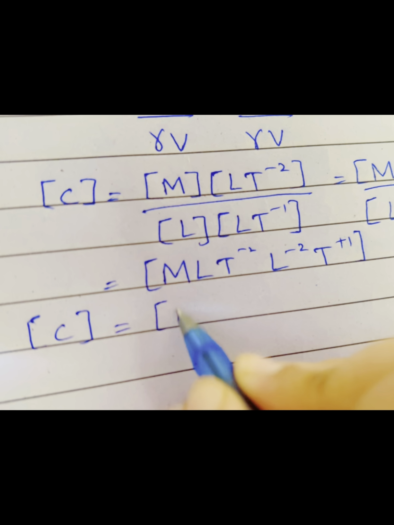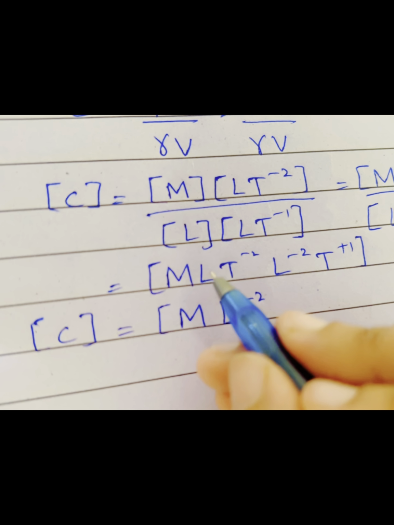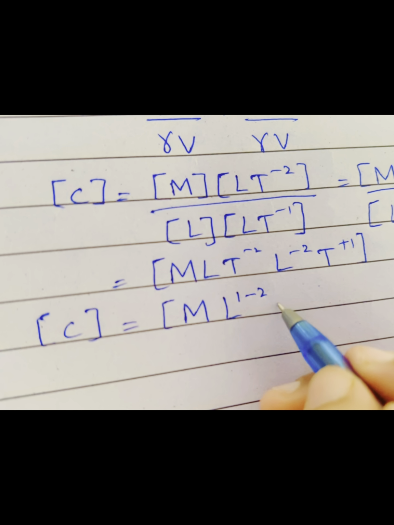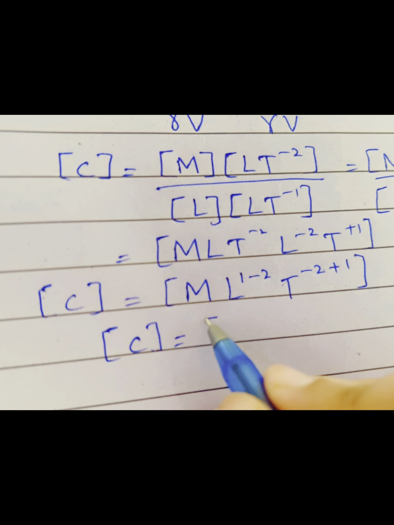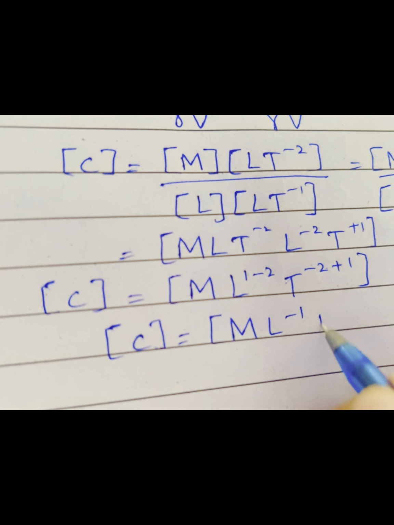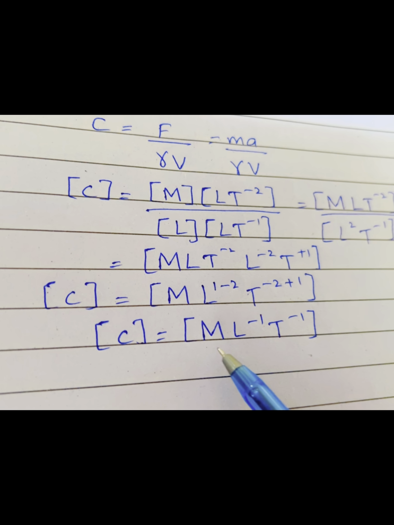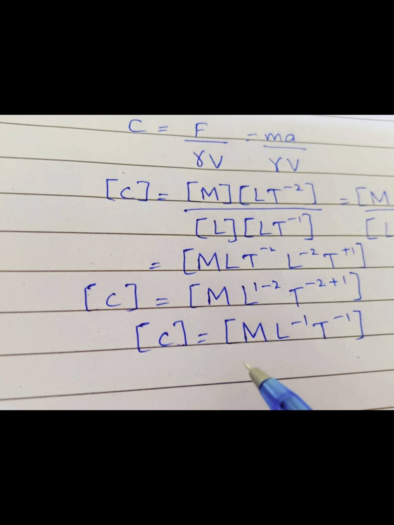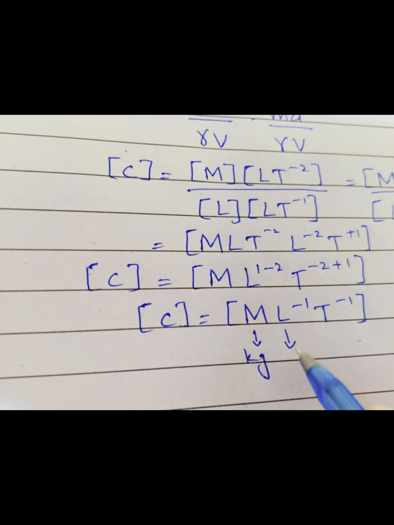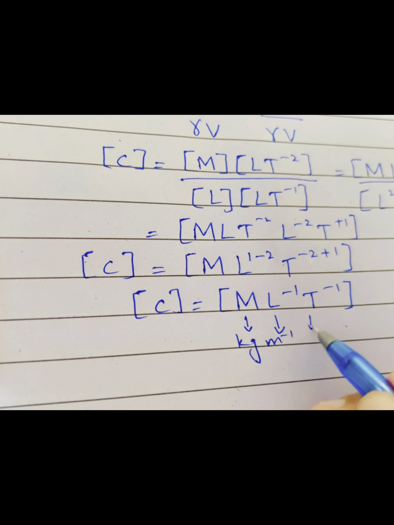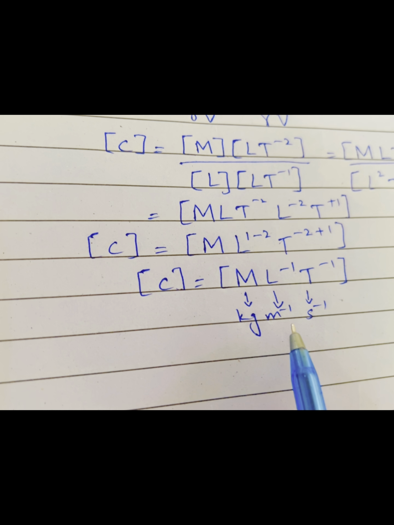Now L 1 minus 2, because bases are the same, so powers can be added. It has a power of 1 and it has a power of minus 2. T minus 2 and plus 1. So the final answer will be M L minus 1 T minus 1, and the SI unit would become, for M kg, for L minus 1 per meter, and for time per second. So kg per meter per second is the SI base unit of C.